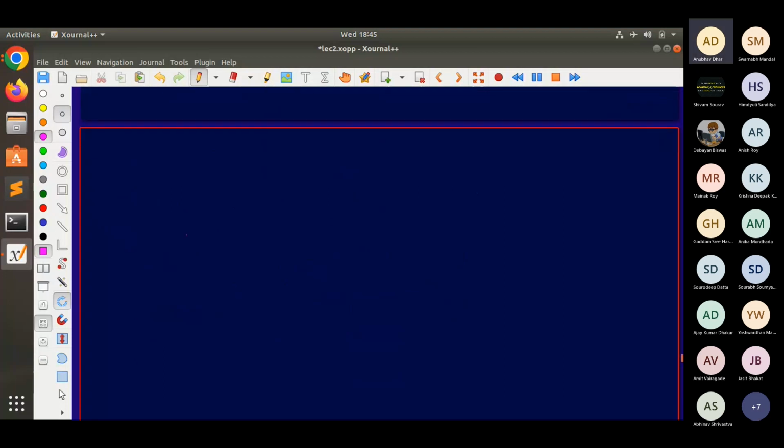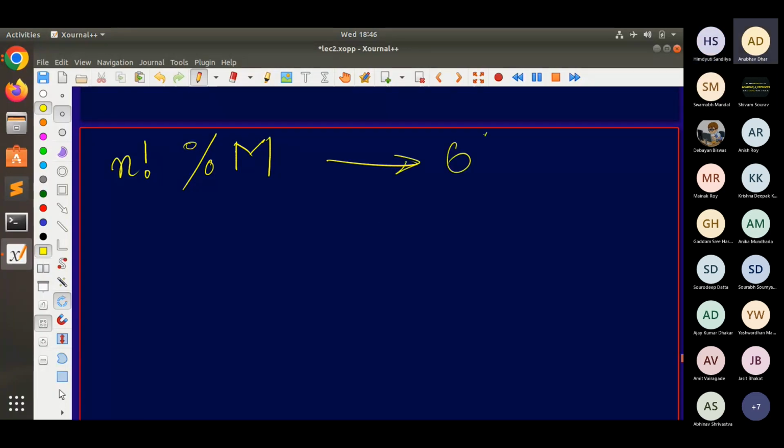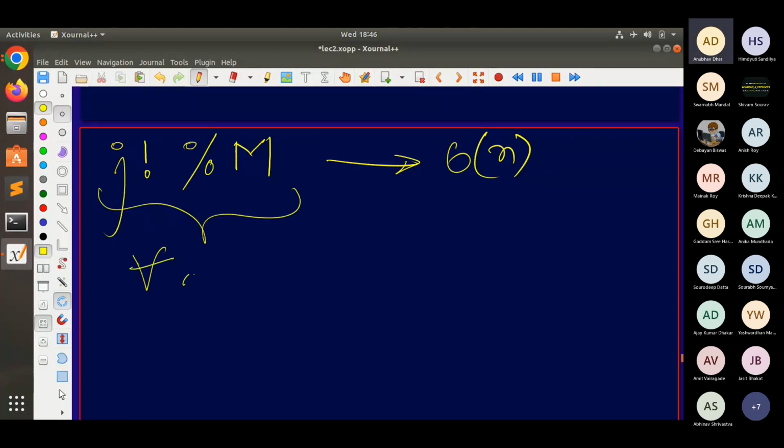So first of all, tell me something. Can you compute this value, n factorial mod m? How much time does it take? Yes, O of n. Perfect. So let's say you wanted it for all j in 1 to n.